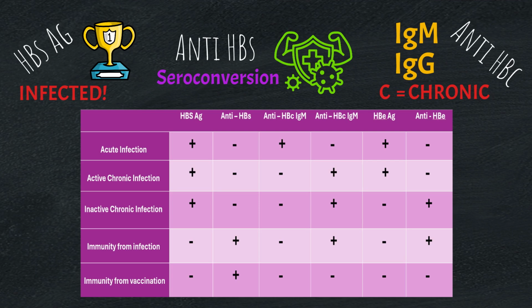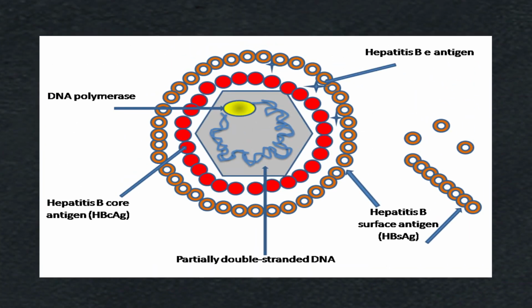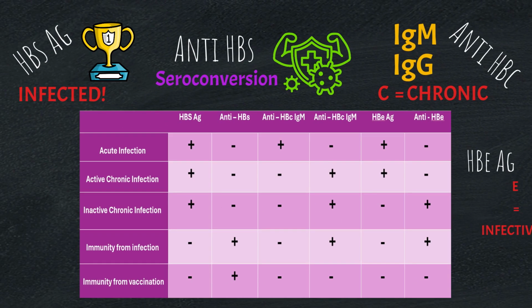The last serum marker we will discuss is HBe and its antibody. It's located between the core and the envelope, as we saw in the figure. Remember that E is for infectivity. I know it's not the same letter, but it's the same sound. It's simply a marker of active viral replication, and thus a marker of infectivity and a high risk of transmission. If it's positive, it means that either there is an acute infection or an active chronic infection.